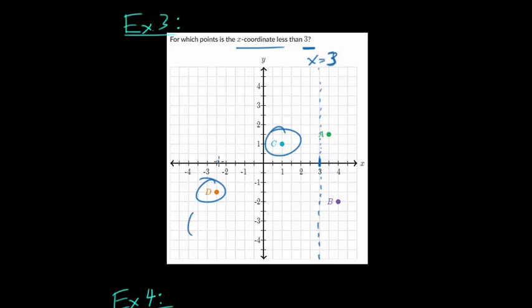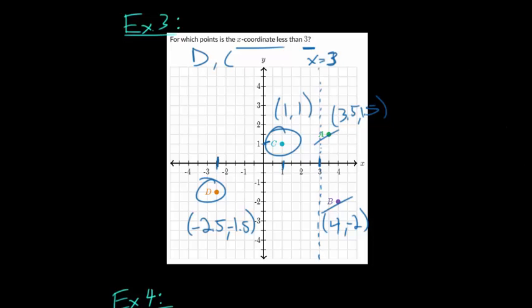D has an x value, it looks like, of minus 2.5 and a y value of minus 1.5. So D works. Its x value is less than 3. And for C, it looks like it's at an x value of 1 and a y value of 1, so 1, 1. But its x value is also less than 3. Whereas for A, its x value is 3.5 with a y value of 1.5. And B has an x value of 4 with a y value of minus 2. So you can see that A and B have x values greater than 3. So only D and C for this problem.